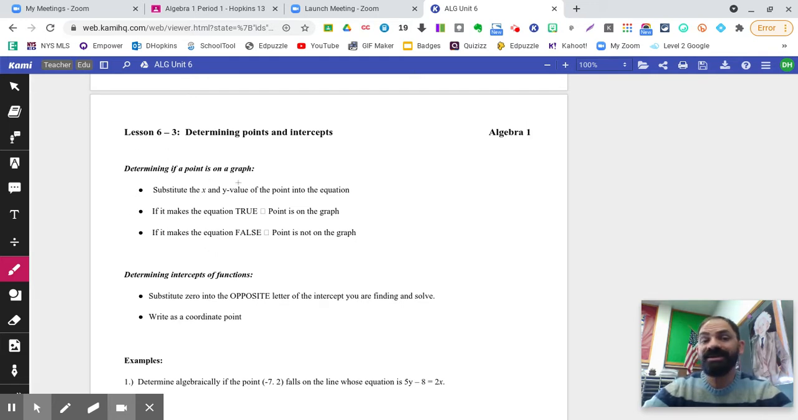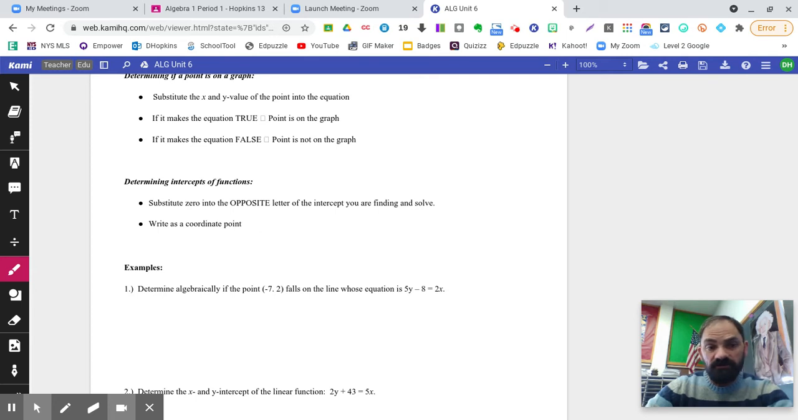It says determining if a point is on a graph. First of all, to determine if a point is on the graph, we substitute in our values for x and y, and if we get a true statement, then that point's on the graph. If we get a false statement, like 9 equals 12, we know that's not true, then that point does not lie on the line. So it has to make a true statement in order to be on the line. So let's take a look.